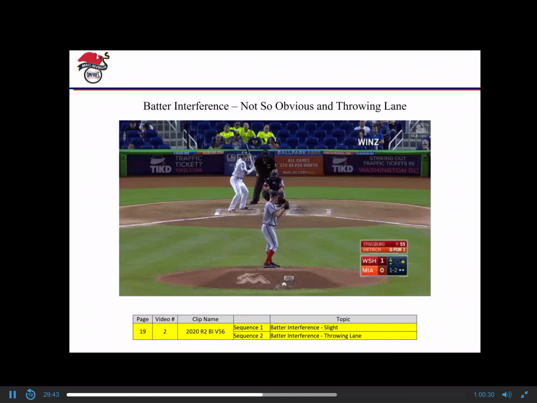So our next 2 videos, the first is the example where the batter has slight interference on the catcher, and the second video clip is going to be batter interference with an example of the throwing lane. So let's go ahead and take a look at that.